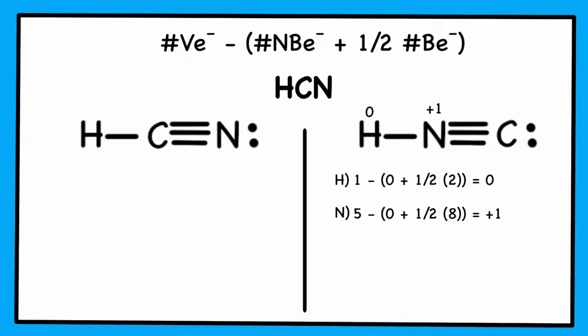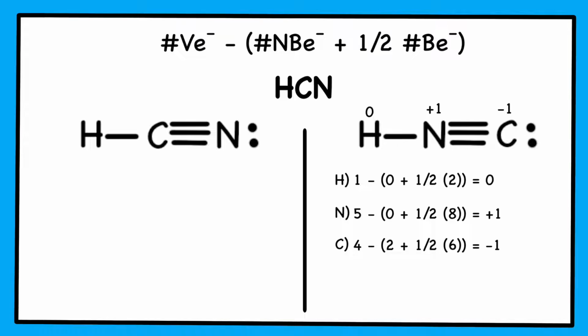Finally, for this molecule, we can do the carbon atom. For our carbon atom, there are 4 valence electrons, and it has 2 non-bonding electrons in this configuration. This gives us a total of 6 electrons involved in the triple bond. This leaves us with a formal charge formula of 4 minus, in parentheses, 2 plus 1/2 times 6, which equals a formal charge of -1. Okay, so that's the nitrogen-centered molecule.